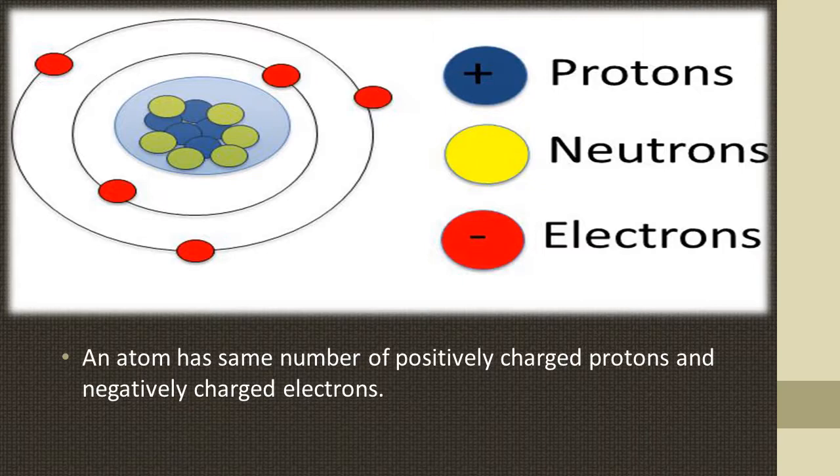So an atom has the same number of positively charged protons and negatively charged electrons. That means protons and electrons are equal in an atom.